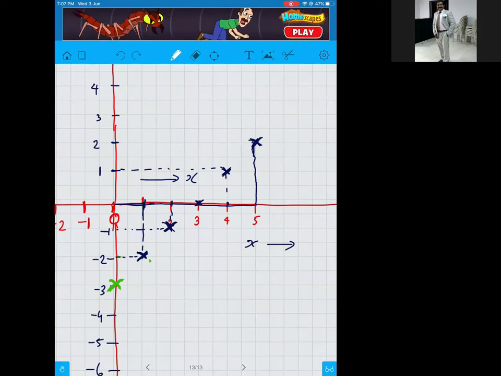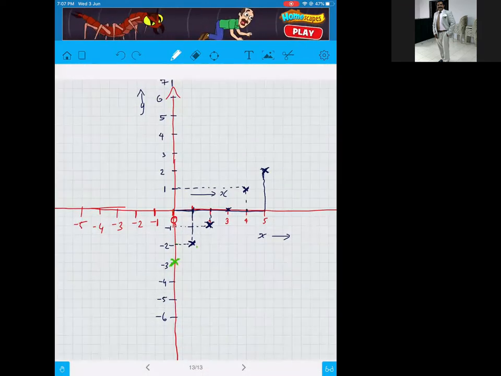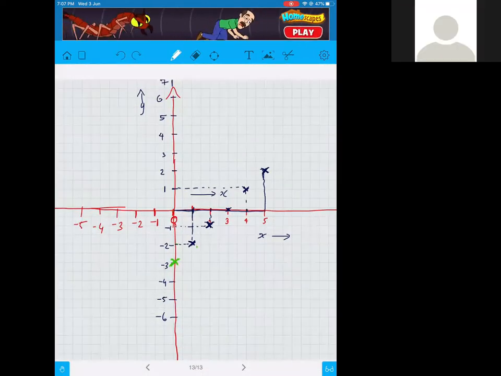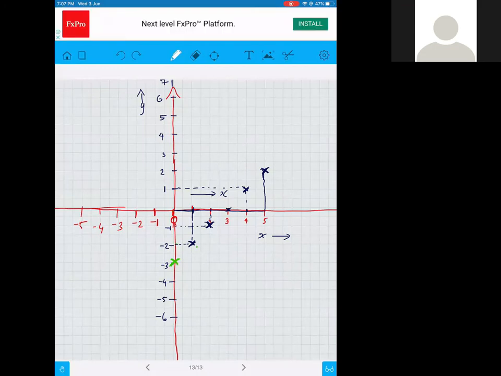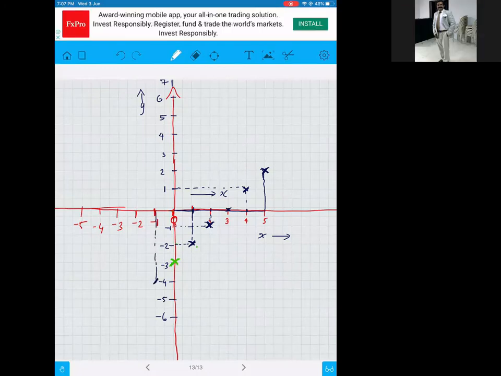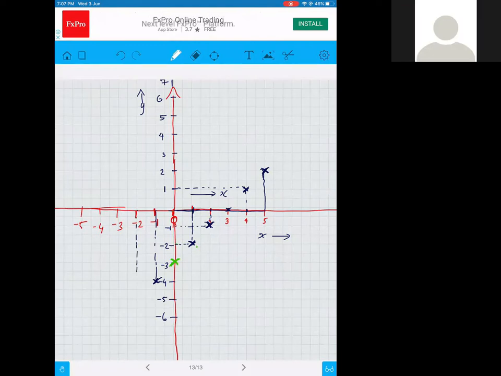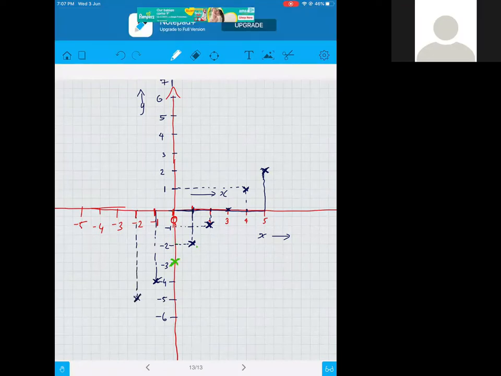Now, when x is equal to -1, what is the point? -4. So when x is equal to -1, that is -4. When x is equal to -2, what is the value? -5. Did you get my point? Yeah. Now, when x is equal to -3, what is the value? -6.